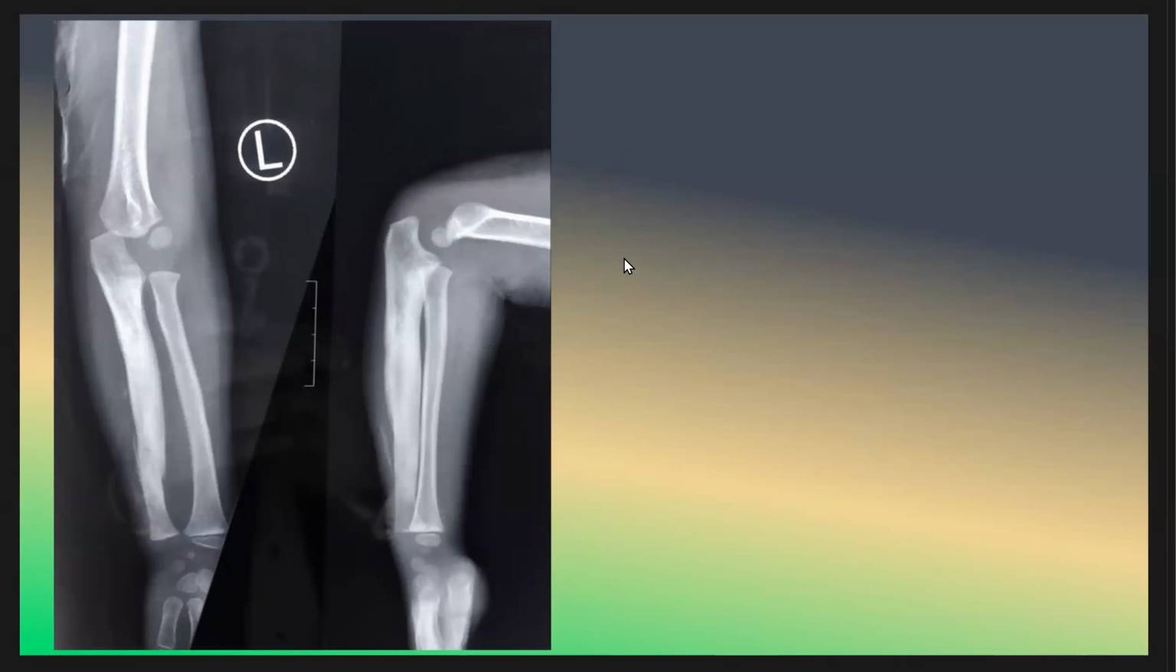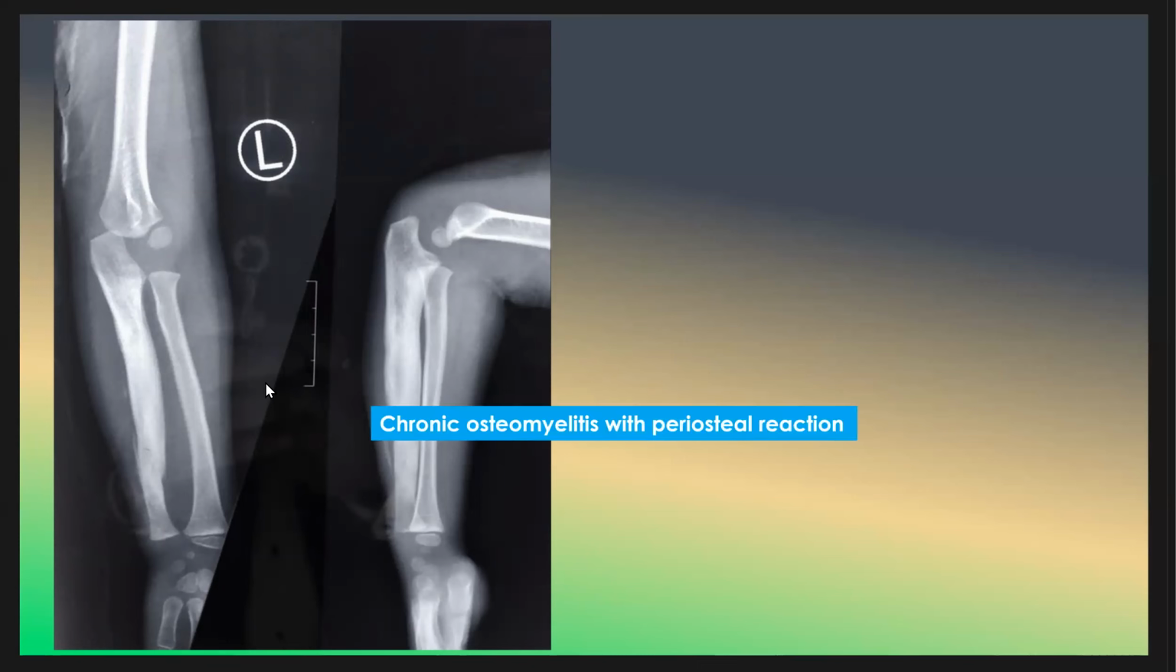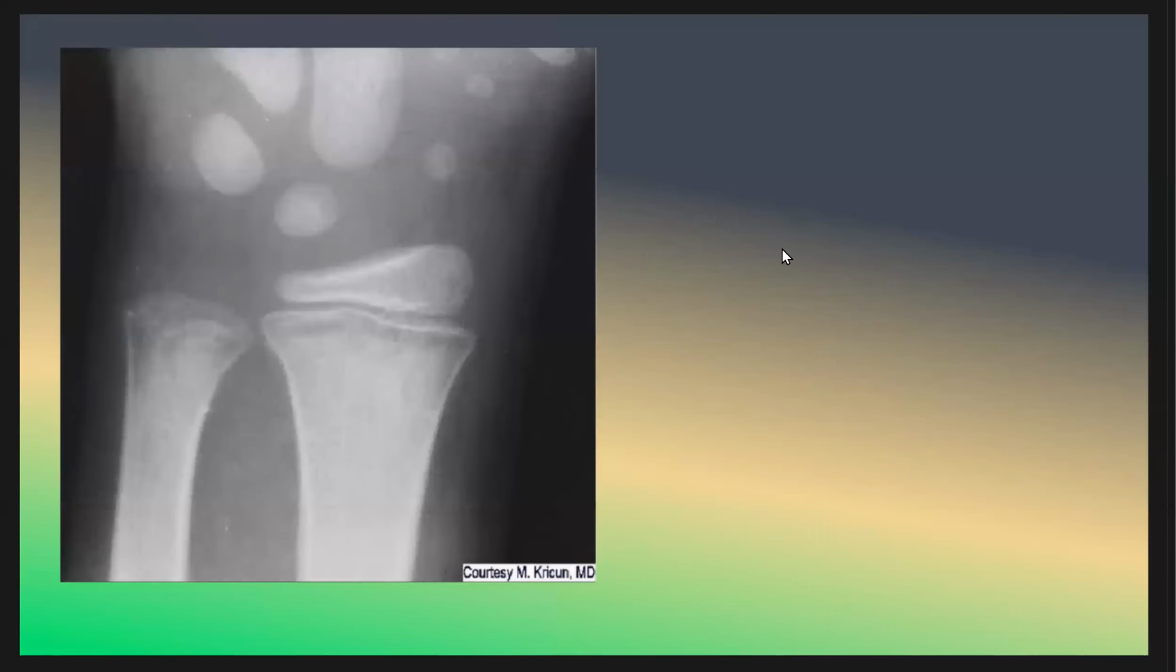This patient, what do you think the patient has? The patient has chronic osteomyelitis with periosseous reaction. We see the ulna has thick cortex with periosseous reaction and soft tissue swelling, and this is consistent with chronic osteomyelitis. Okay, what do you think the patient has?